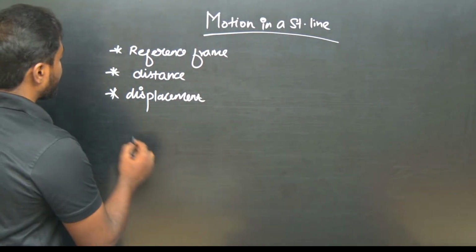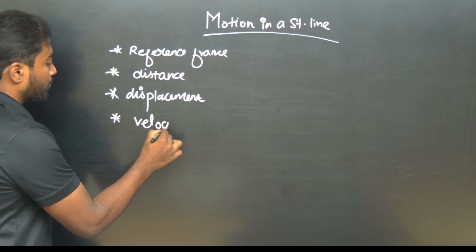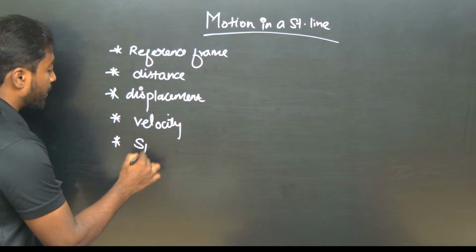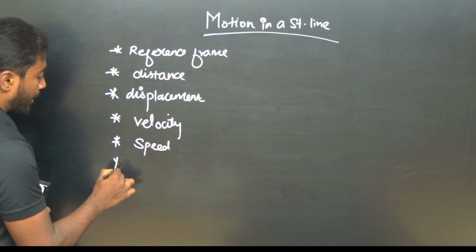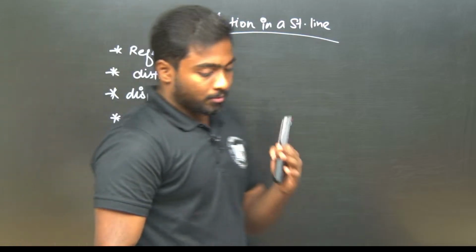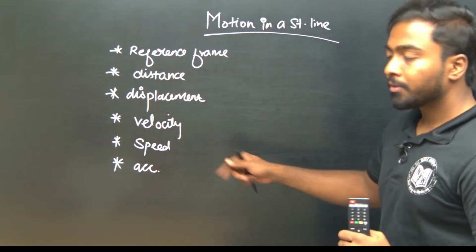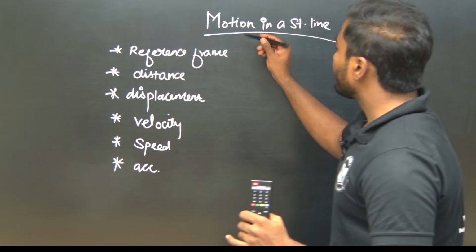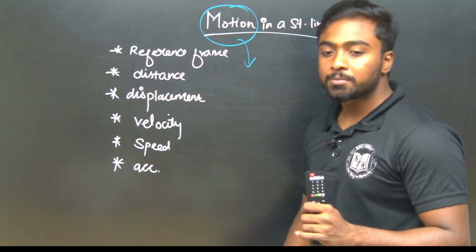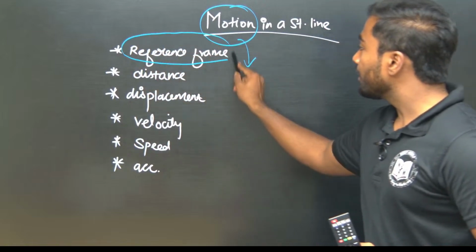Okay, displacement and then velocity, right? Then speed we completed, acceleration, right? So once again we will recall everything. First thing we have seen is what is motion, right? If an object is in motion, we say it by the reference frame of the other object.